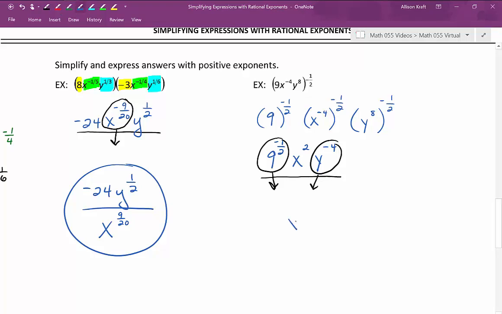X squared stays on top by itself. Now we have 9 to the positive 1/2 and y to the positive 1/4. At this point, our negative exponents have been eliminated. All of our variables have been combined. It's time to evaluate that 9 to the 1/2 power.